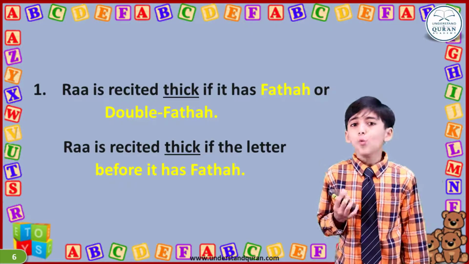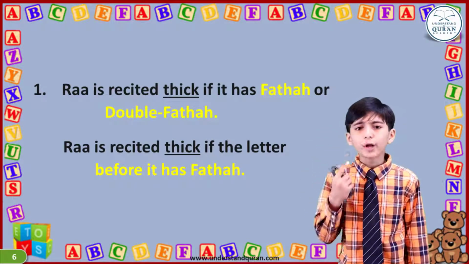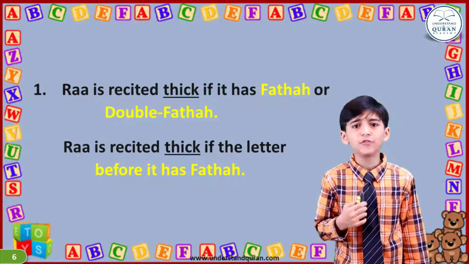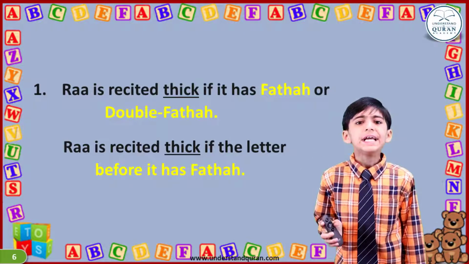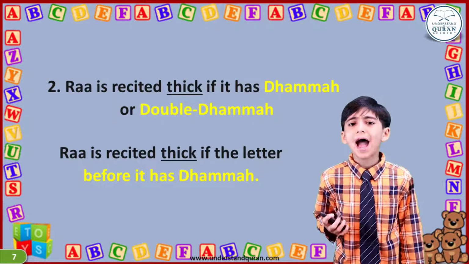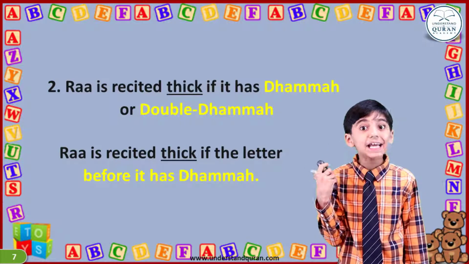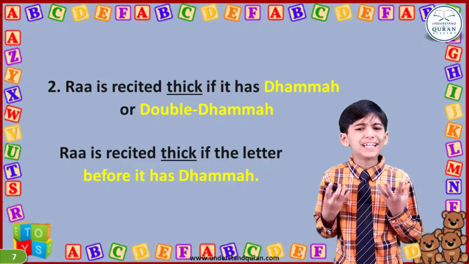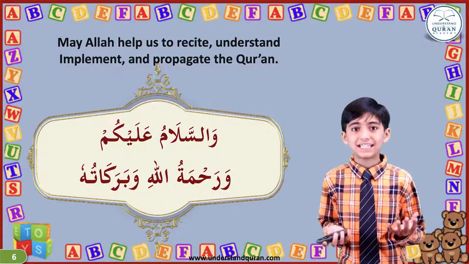So remember, we just learned two rules of ra. Rule number one was that ra, when it had fatha or double fatha on it, or if the fatha preceded the ra, then ra was thick. And point number two, if ra had dhamma or double dhamma on it, or if the dhamma preceded it, then it had to be thick. It was very easy, right? And that's the end of this lesson.